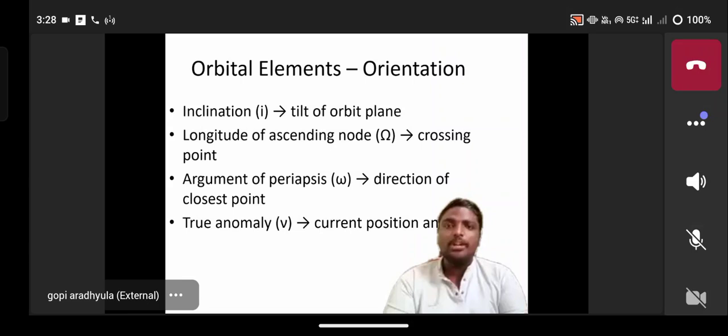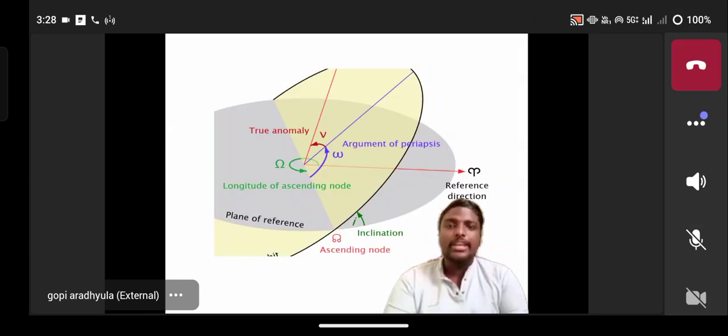Now I discuss the orbit elements of orientation. These are the inclination, longitude of ascending node, argument of perigee, and true anomaly. These are the orbital elements of orientation. Inclination is the tilt of the orbital plane, and longitude of ascending node is the crossing point. Argument of perigee is the direction of the closest point. True anomaly means current position angle.